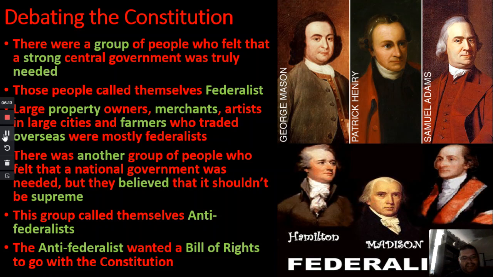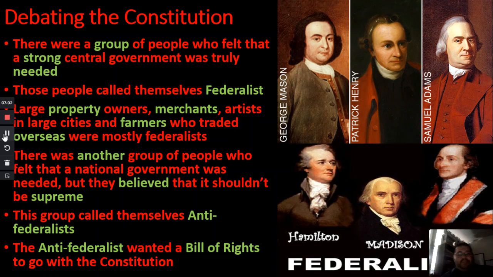Now, what was upsetting them? Okay, so the first group that was getting kind of annoyed, like, hey, just sign the documents and let's get this whole thing started. That group felt that a strong central government was truly needed, and that's what the Constitution would do. These guys called themselves the Federalists. Now, what kind of average citizen supported Federalists? Large property owners, merchants, artists in bigger cities, and farmers who really traded with overseas companies and countries. They were mostly Federalist. Again, they wanted a strong government because they did not want what happened with the Articles of Confederation to happen again.